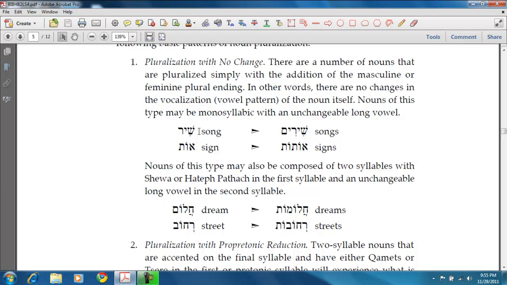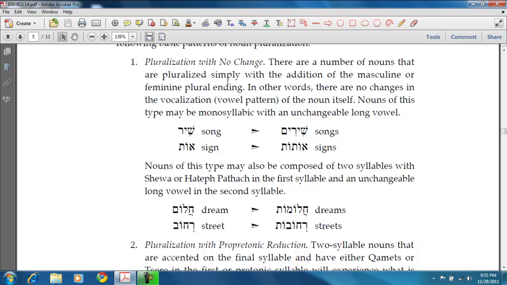One of the reasons for this is that you get an understanding of why the vowels change. And remember the bigger picture: we memorize so we can recognize, and so that we can eventually read the Torah, the consonantal text on the Torah scroll, without any vowels and understand. You'll become so familiar with this that you will just see it on the page and it's just part of you. The first rule is pluralization with no change.